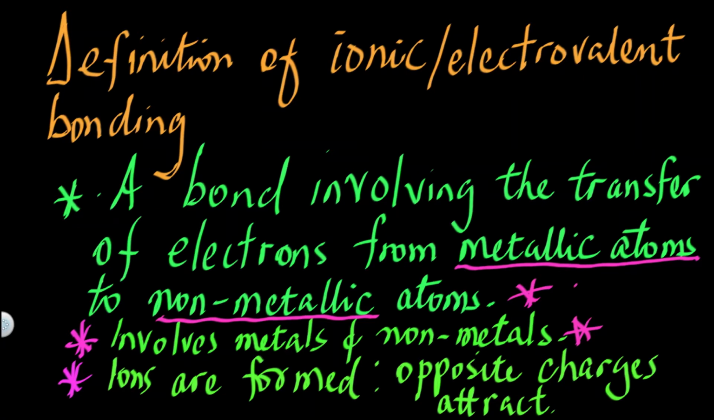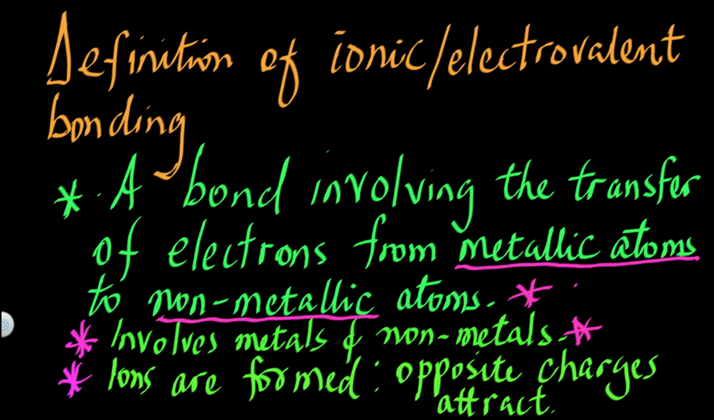Very, very important for you to understand all the important things that I mentioned now, from the transfer of electrons, from the fact that we have metallic atoms and non-metallic atoms involved, and also to the fact that we're going to form ions which are oppositely charged and they therefore attract each other.